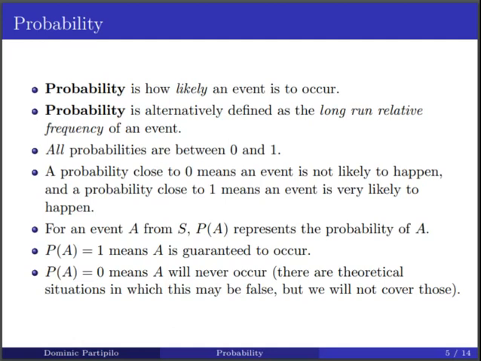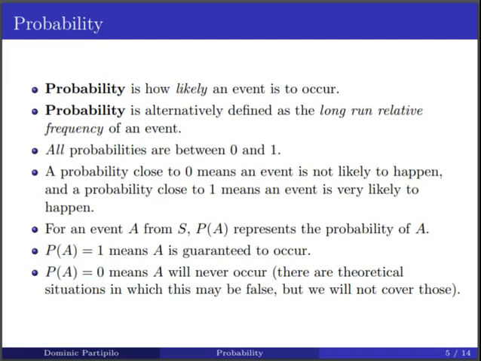For an event A from S, we use a capital P and then the A in parentheses, P(A), to represent the probability of A. So if the probability of heads was 0.5, we would write capital P with H in the parentheses, and that would be equal to 0.5. If the probability of A is equal to 1, that means A is guaranteed to occur. If the probability of A is equal to 0, that means A will never occur.